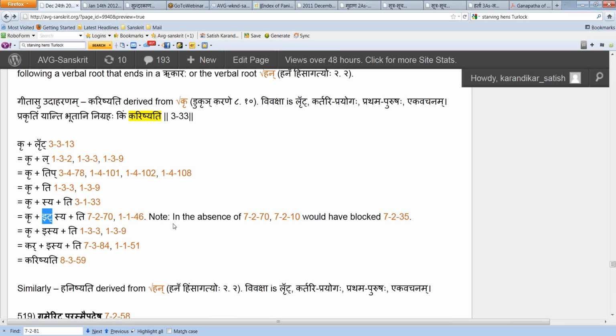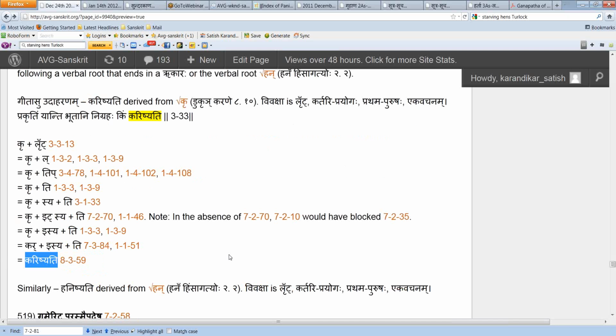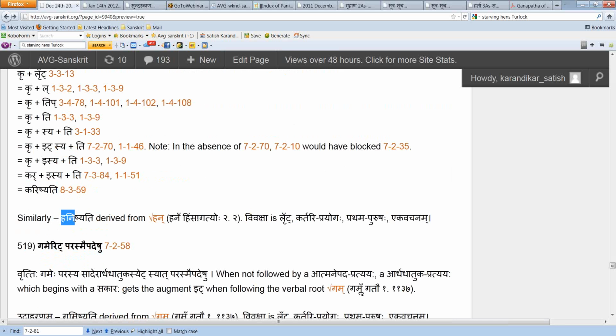And of course, Adyanta Takitau, and then Anubandha Lopaha. Then we get the Gunadesha for the Angam Kru by Sarvadhatuka Ardhadhatuka Yoho, Uranra Paraha. And then finally, Adesha Pratyaya Yoho. The steps are all common, except the only complication was idagama. It would have been stopped by 7.2.10. But 7.2.70 says that for a rukaranta dhatu, or the dhatu han, hanahimsa gatyoho, idagama will be allowed for the sya pratyaya. That's a simple thing. Similarly, when you take the dhatu han, you get the form hanishyati. Very simple steps. The dhatu han is there, so sya will take idagamaha and become hanishyati.